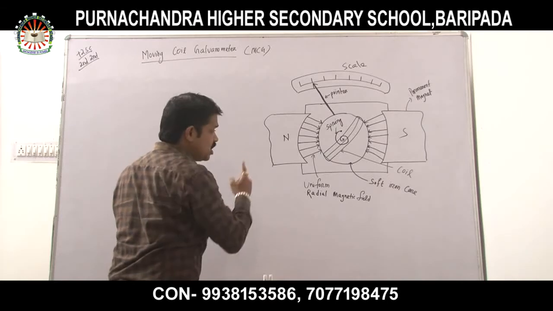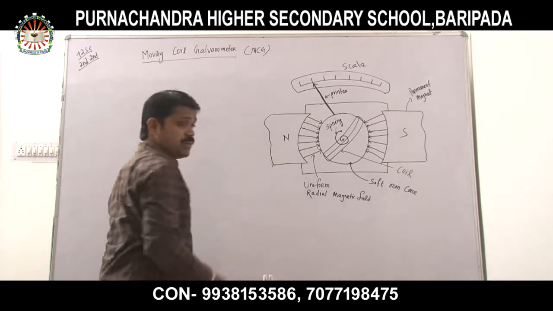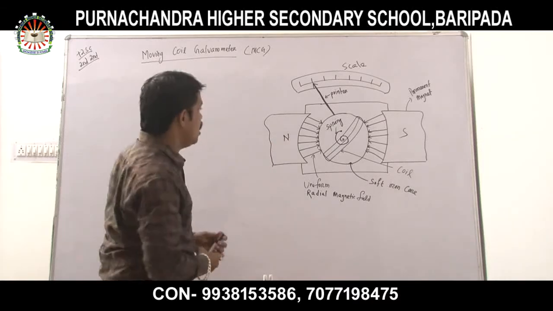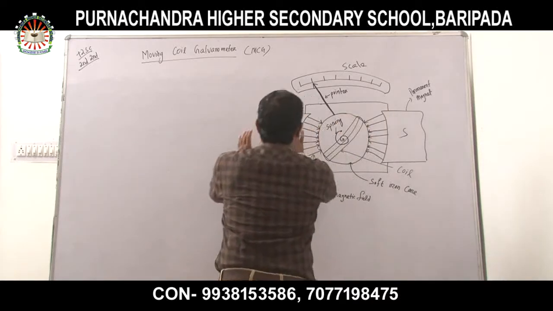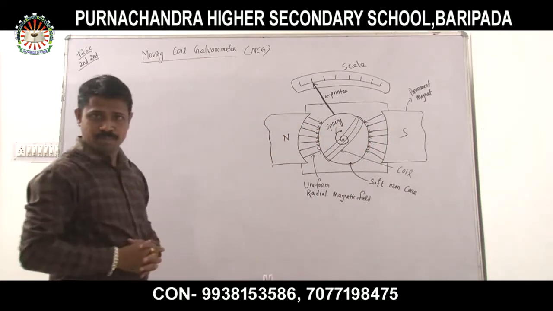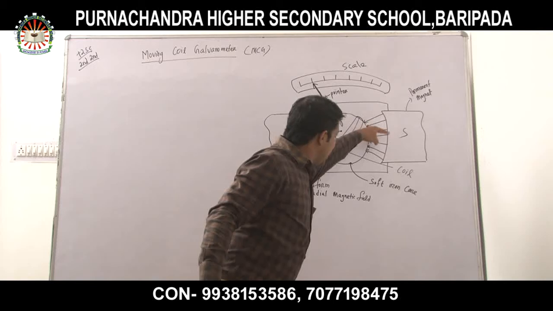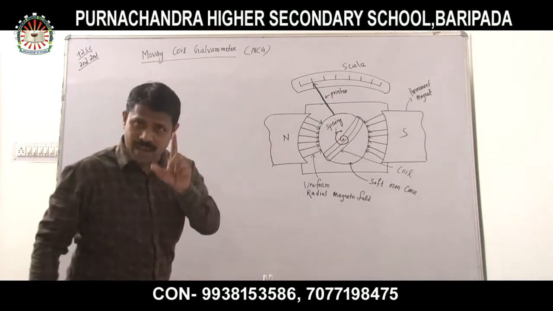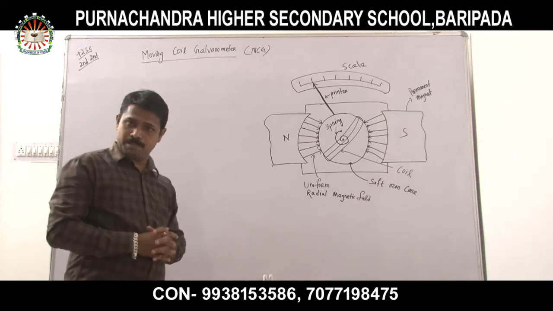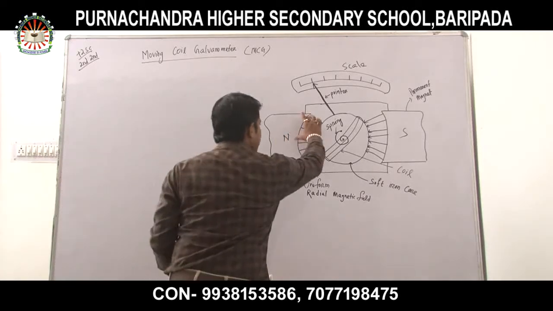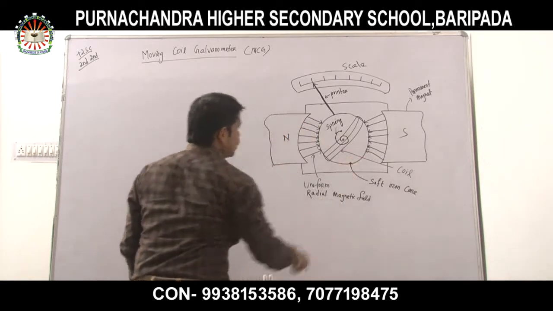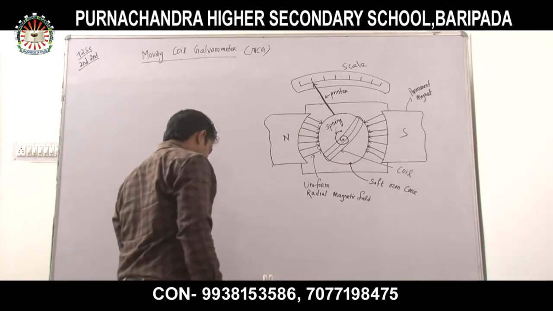Look at this figure very carefully. Which type of magnetic field? A radial magnetic field. All of you can observe from the figure. Why is it radial in nature? Because here we are using a permanent magnet in a concave shape. Due to this concave shape, we can generate the radial magnetic field. What do you mean by radial magnetic field? The magnetic field passes through the radius. Understood all of you?